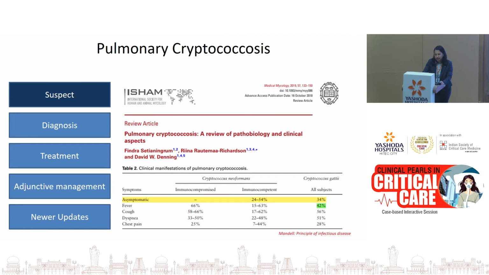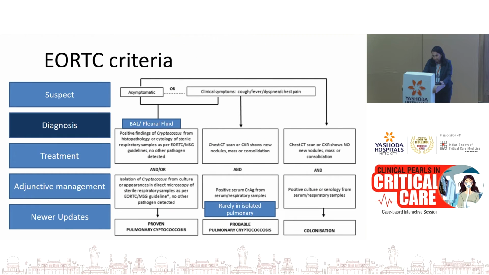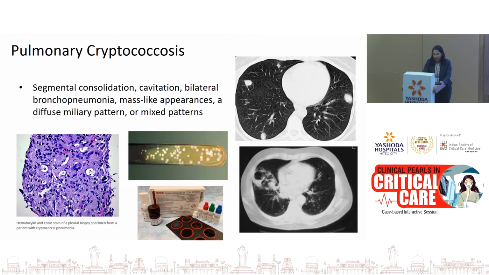There is a review article which you can go through on pulmonary cryptococcosis itself, and in that it was shown that cryptococcosis was asymptomatic in about 34% of the cases. These are the various EORTC criteria for making a diagnosis. Pulmonary cryptococcosis may present on CT as a segmental consolidation, a cavitation, a bilateral bronchopneumonia, or mass-like appearances. There are several presentations which it can manifest.